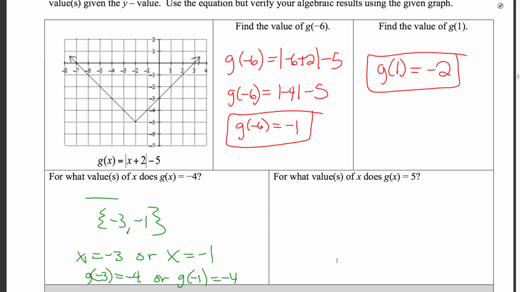So for instance, you could solve this equation: 5 equals absolute value of x plus 2, minus 5. When you get down to getting ready to get rid of that absolute value, you're going to have to split it into two equations, where one of them is x plus and one of them is minus, and just put in parentheses where that absolute value was. I hope I got that right.